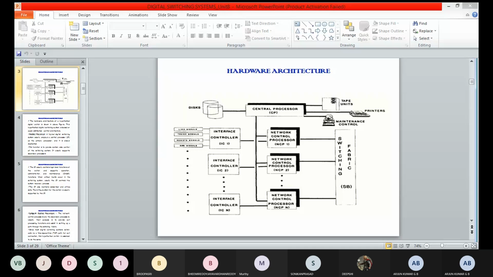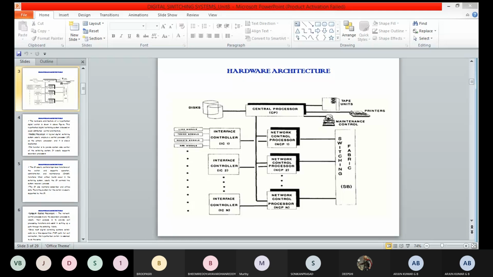What is the function of this central processor? The function of the central processor is to provide system-wide control for the switching system, and it also supports the secondary processor. The secondary processor is also called a network control processor.